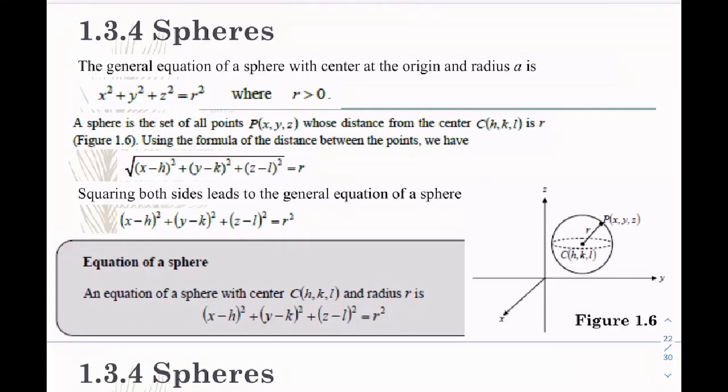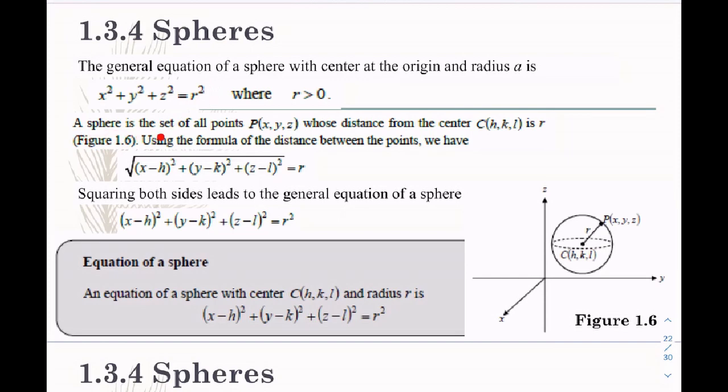Surface number 4 is the sphere. Okay, the general equation of a sphere with the center at the origin and radius r is x squared plus y squared plus z squared equals r squared. Remember, this is the basic form, where the center is at the origin, and r is the radius, obviously.